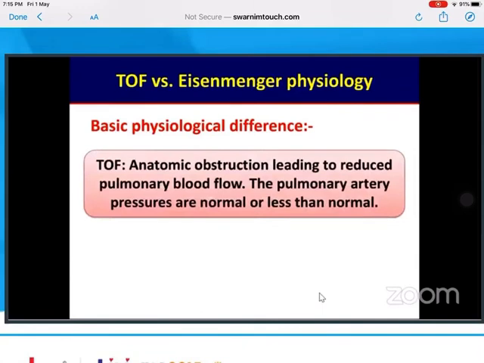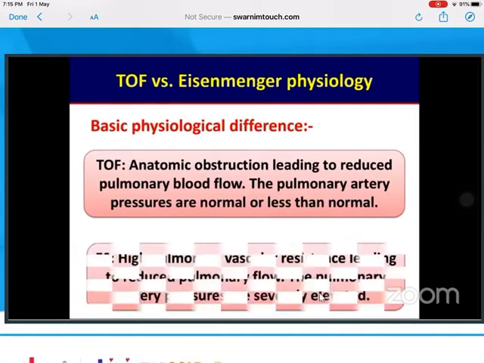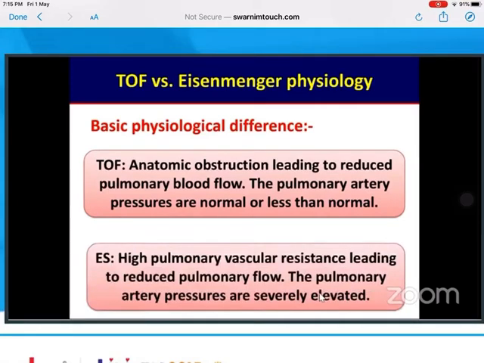I think in tetralogy, there's an anatomic obstruction leading to reduced pulmonary blood flow. The pulmonary artery pressures are normal or less than normal. On the other hand, in Eisenmenger syndrome, also the pulmonary blood flow is reduced, but that is reduced because of the high pulmonary vascular resistance offered by the capillaries of the pulmonary vasculature, and therefore the pulmonary artery pressures are actually severely elevated. They are systemic in a VSD or a PDA.